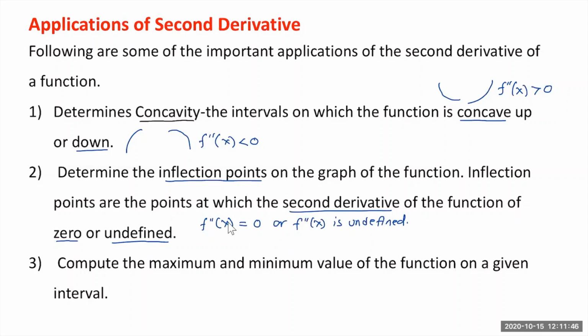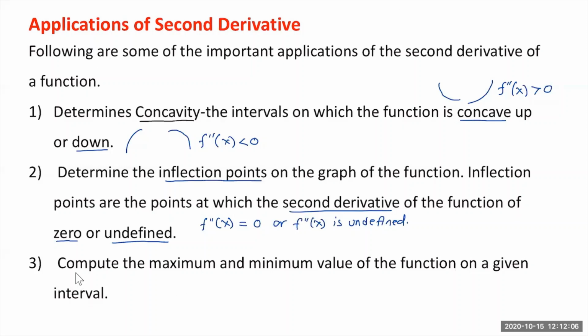Also, sometimes we say that inflection points are the points at which the concavity of the graph of the function changes. That is, from concave up it will go to concave down, or from concave down it will go to concave up. So those points where the concavity changes are the inflection points.